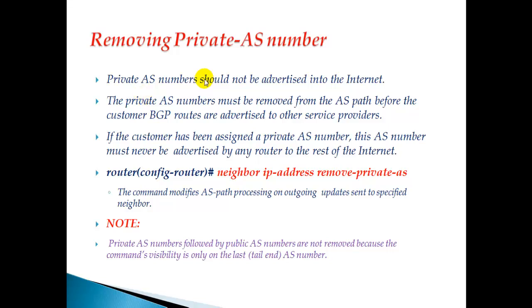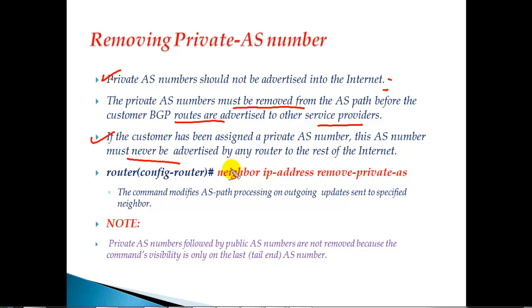That's what I'm discussing here. The private AS number should not get advertised to the internet. We really don't want any of the private AS numbers to get advertised to the internet or maybe to another ISP. The private AS numbers must be removed from the AS path before the customer routes are advertised to another service provider, or another customer, or the internet. If the customer has been assigned any private AS number, this AS number must not get advertised to any of the routers in the rest of the internet. Now how to do that? We just need to add the command neighbor, whatever the IP address, and simply give the remove private AS command.